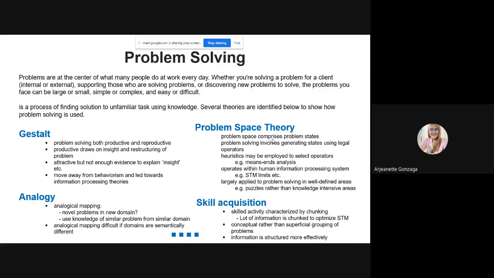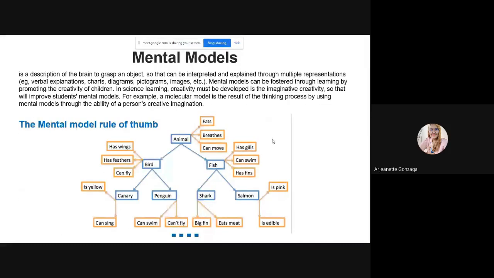And next, we have skill acquisition. The skilled activity is characterized by chunking, where a lot of information is chunked to optimize STM. Conceptual rather than superficial grouping of problems occurs, and information is structured more effectively.